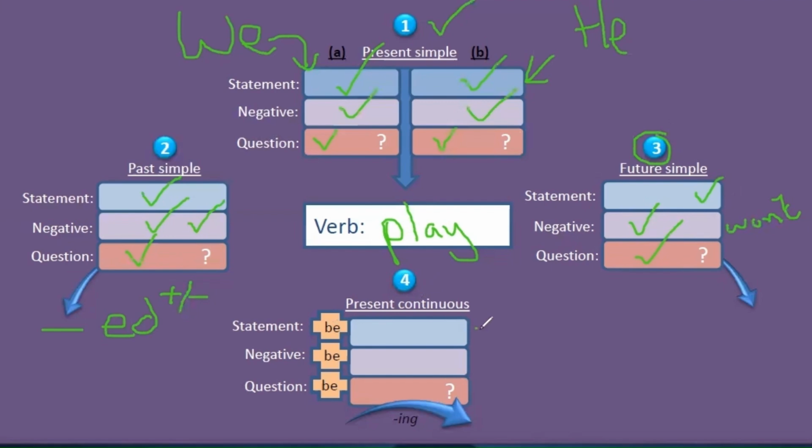We are playing tennis tomorrow. We are not playing tennis tomorrow, or we aren't playing tennis tomorrow. Are you playing tennis tomorrow? Yes, we are. No, we're not. And that is how you can practice your grammar tenses very, very quickly.